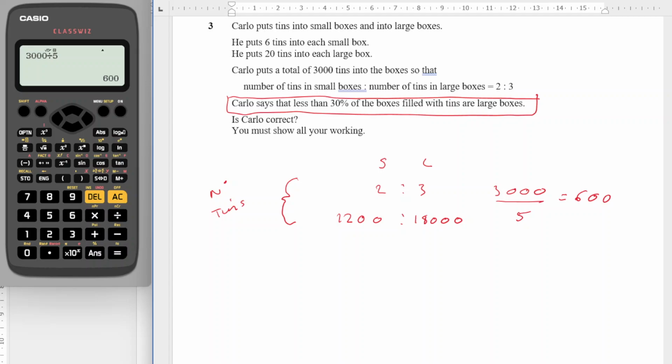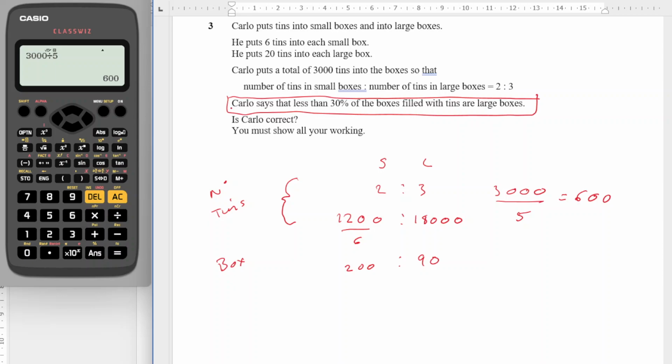If we now look at the number of boxes, so if small boxes are 6 tins, if I divide that by 6, that's going to give me 200. And if I divide that by 20, that's going to give me 90. So there are actually 20 boxes of large tins and 90 boxes of small tins.